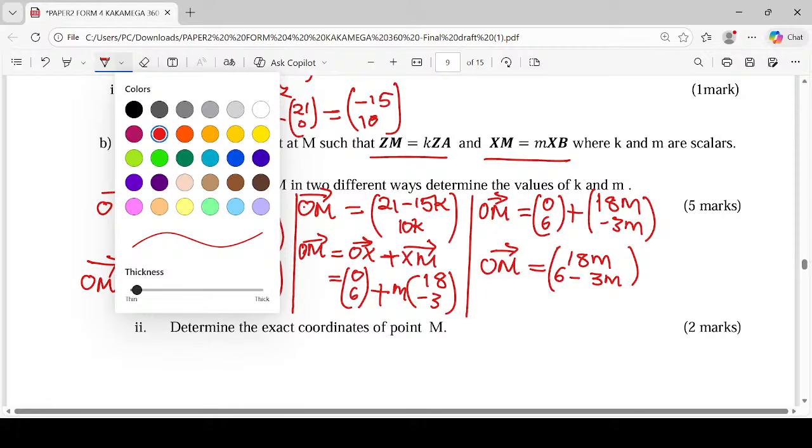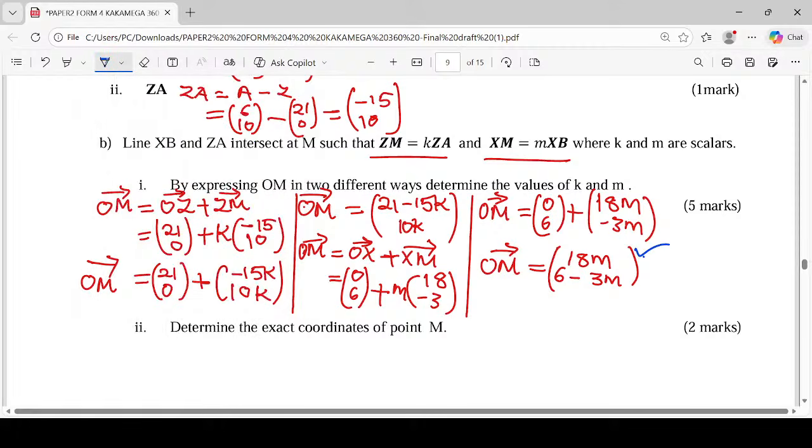You can see the first value is this one here. The next value is this one here. So we now need to get the values of k and m. I want to use a new pen here. To get the values, because all of these are values of OM, then you can equate. I can take the upper values. For the first equation here, it was 21 minus 15k. So I'll take 21 minus 15k and equate it with the first value of OM in the second equation, which is 18m.